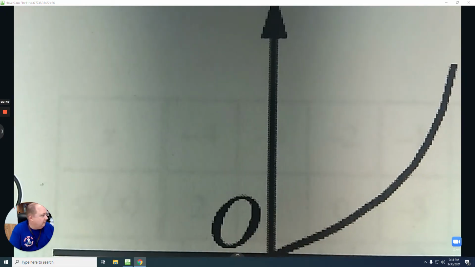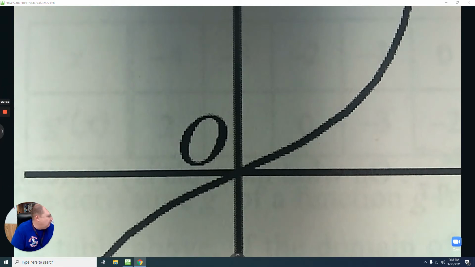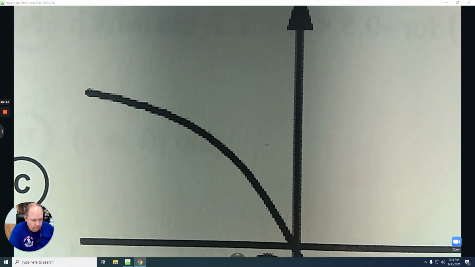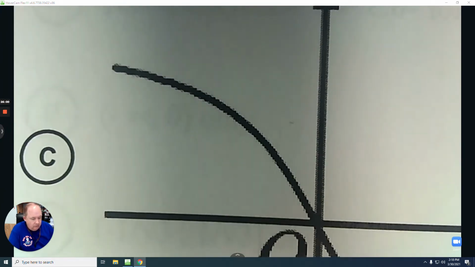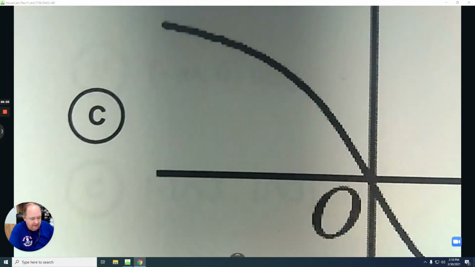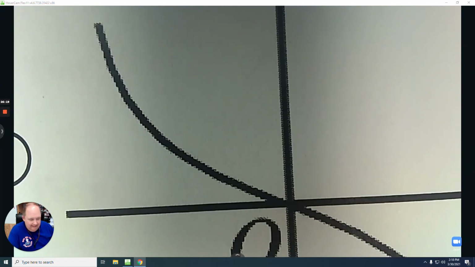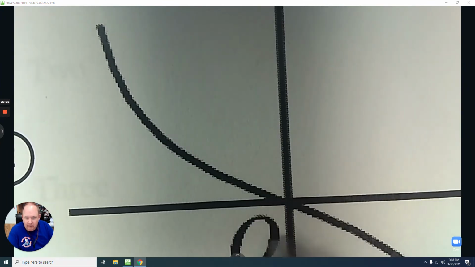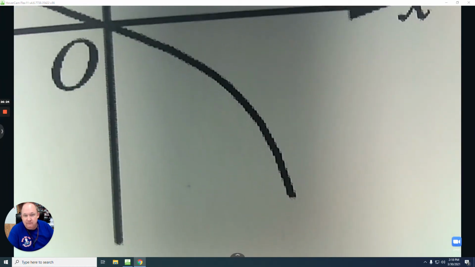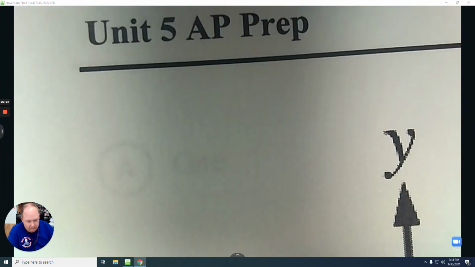D. So we're looking for concave up and then concave down. So that's concave down. This is also concave down. So C and D are wrong. E is the one I'm looking for. So if I look at E, it's concave up, point of inflection, and then concave down. And that's why it matches. So the correct answer here is E.